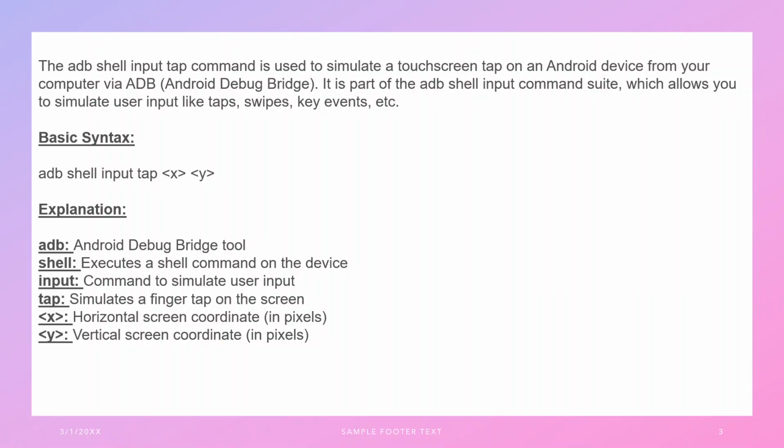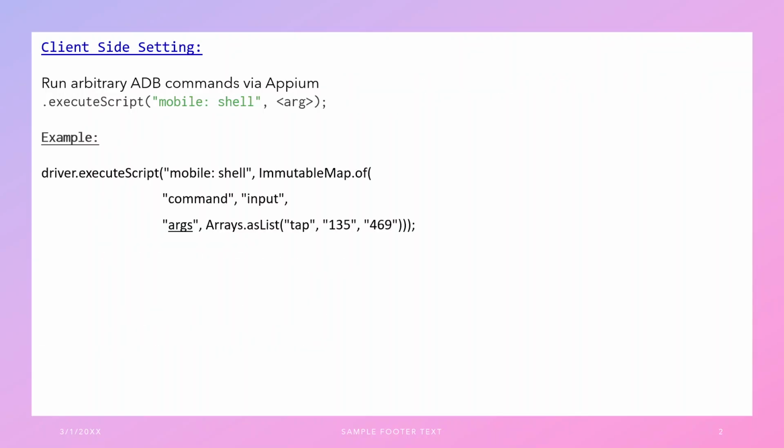This is the basic information on the ADB command which we are going to use with our arbitrary commands via Appium. You can see here we are using the command called input, and we are passing the arguments as an array or list, because we have to pass three arguments. So we are sending them as an array or list. We'll see the coding part also.